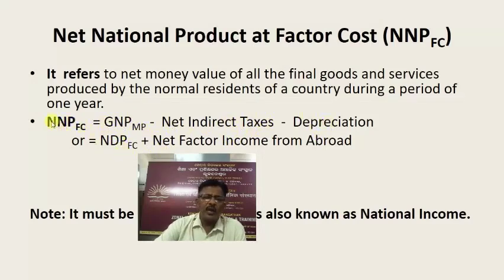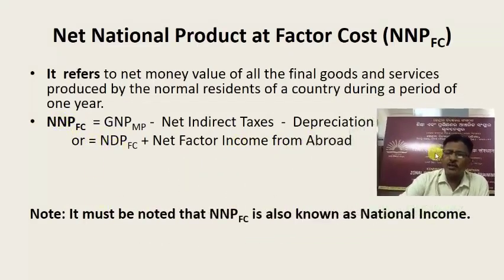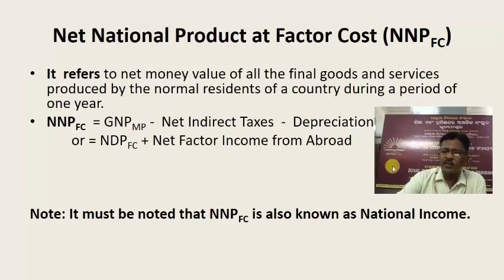Or you can get NNPFC from NDPFC also. NDPFC, net domestic product, domestic concept में net factory income from abroad आप जोड़ दो तो you will get NNP at factor cost. So national concept. So this can also be, suppose if you understood one, so you can understand the other. But you have to remember certain things.